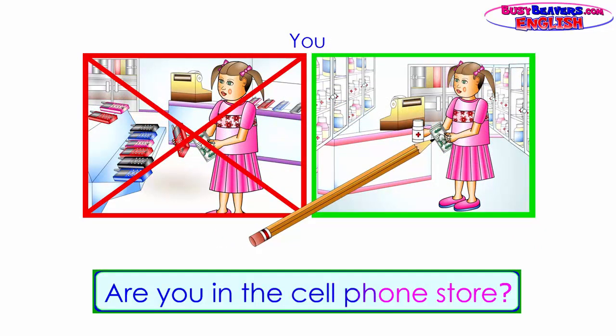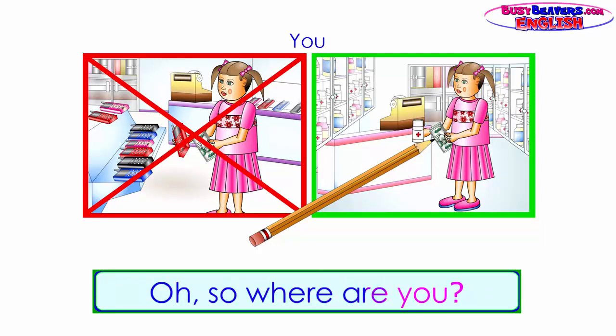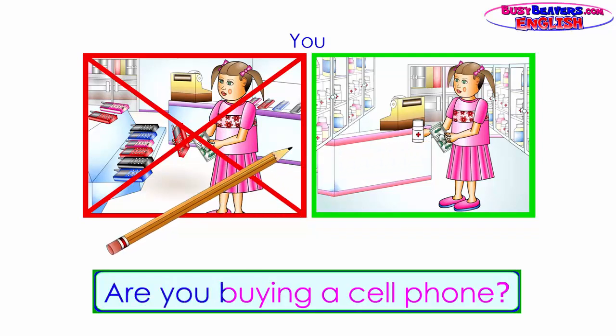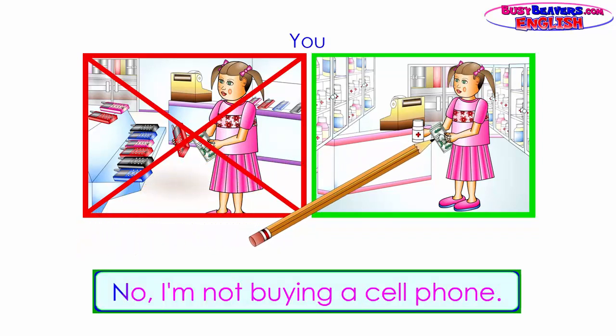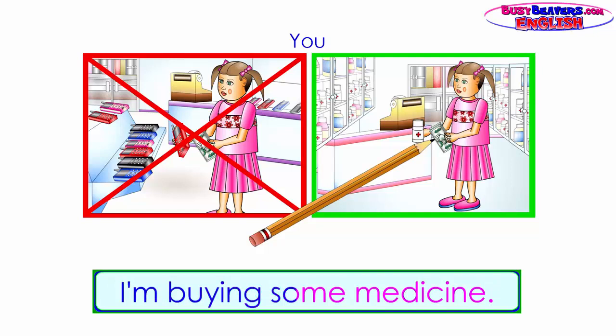Are you in the cell phone store? No, I'm not in the cell phone store. Oh, so where are you? I'm in the drugstore. Are you buying a cell phone? No, I'm not buying a cell phone. Oh, so what are you doing? I'm buying some medicine.